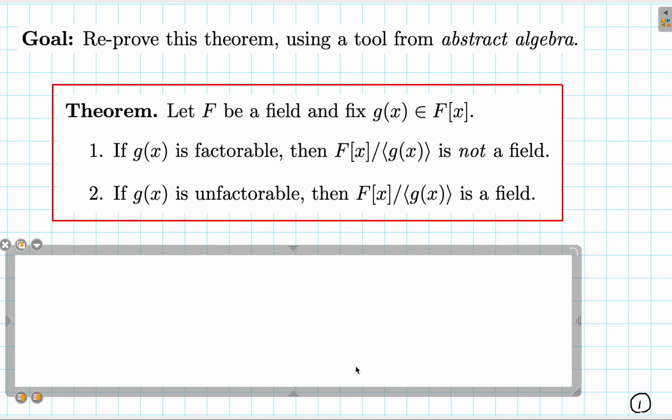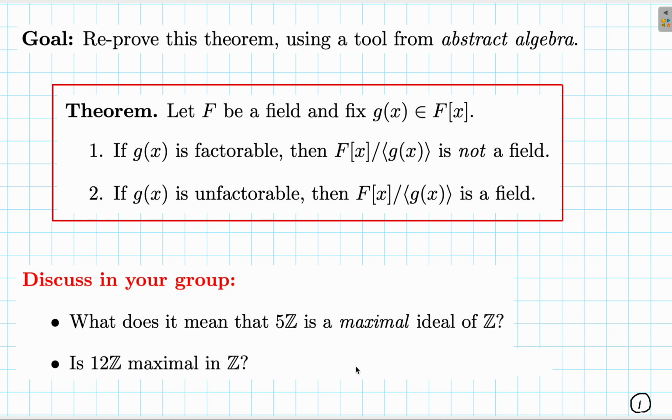To get us started, here are a couple of opening questions. First, what does it mean that 5Z is a maximal ideal of Z? Second question, is 12Z maximal in Z? So if you could pause the video to answer these questions, then we will go over them shortly.